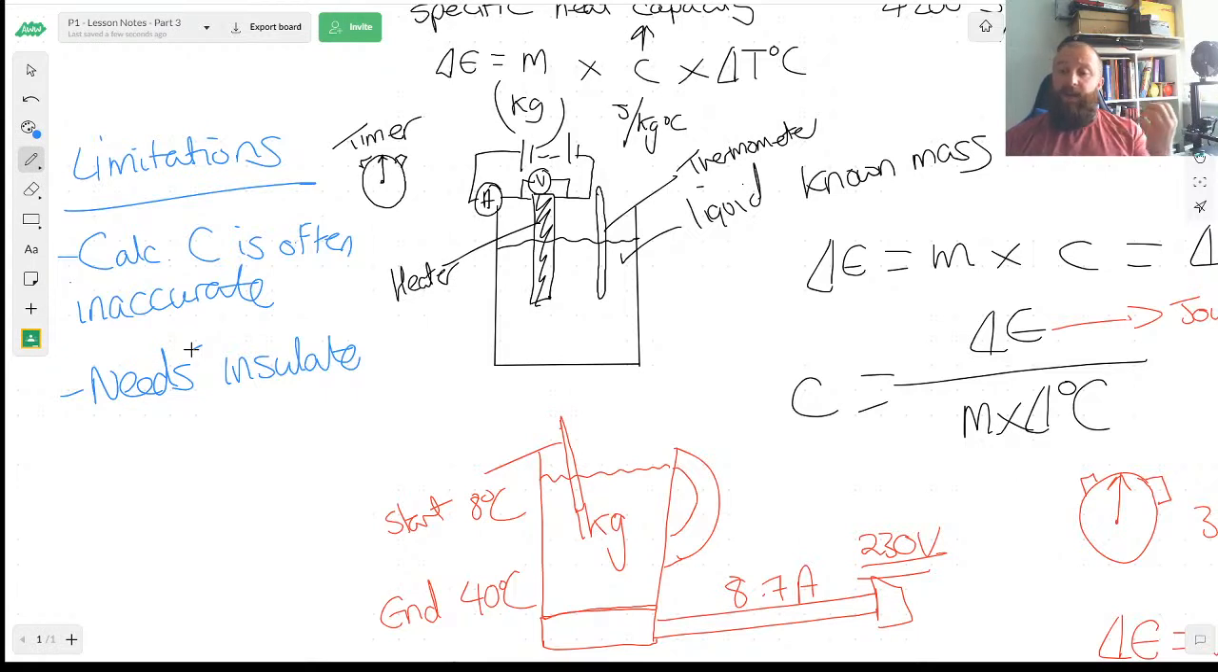Because if we've got a vacuum, we're going to stop conduction and convection. We can insulate around that. And then if we've got a shiny surface, we're going to reduce heat loss by radiation. The more we can do that, the more accurate the value for C is going to be.